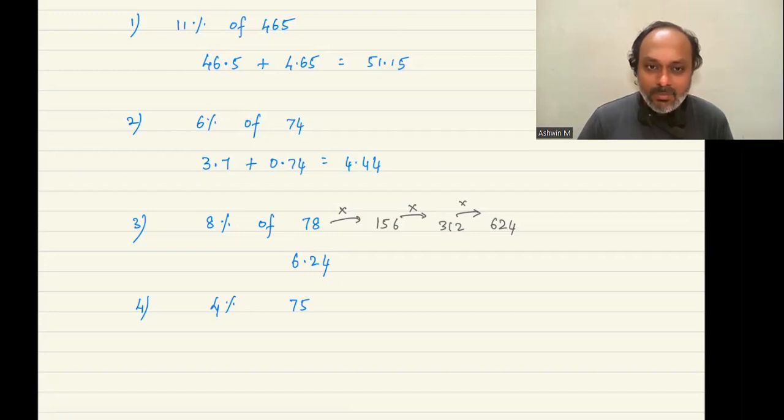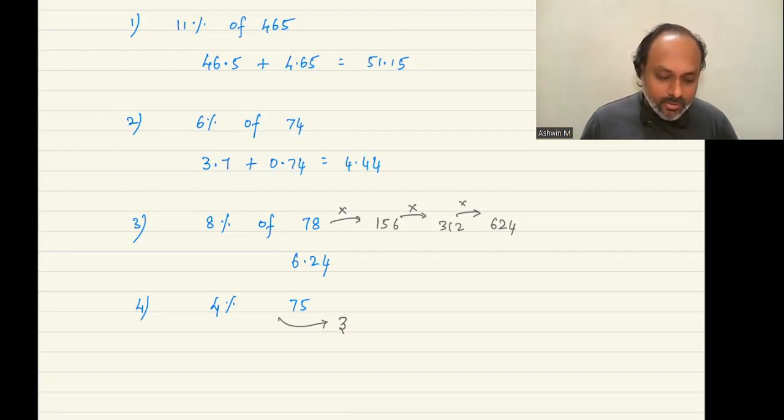So if the number is divisible by 25, don't double it twice, but rather it will be easy to divide it by 25 once. So it depends on the number also. If it is divisible by 25, then 4% of 75, you can simply write it as 3. But if it is not divisible by 25, you double it twice. That will be easy to do, and then divide it by 100.